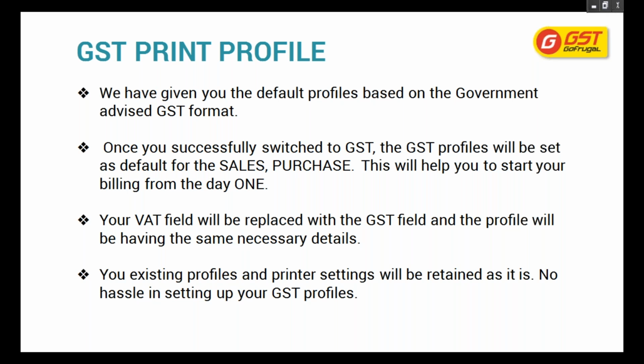So let me explain how the migration is done. Once you apply the patch and switch to GST, if you have a shop VAT TIN in your existing profiles, then the shop VAT TIN will be converted into the shop GSTN number. If you were using the customer VAT TIN previously, then after the migration, the customer VAT TIN will be migrated to customer GSTIN. If you are already using the VAT tax summary, VAT tax value, and goods value, then these VAT summaries will be converted into GST tax, GST value, and goods value.